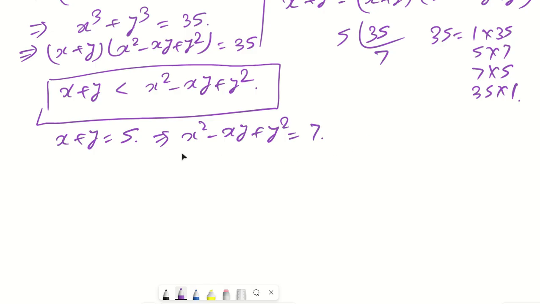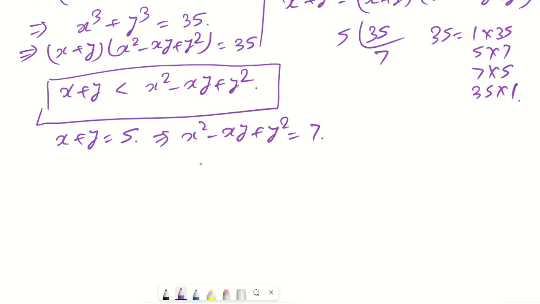One more thing you have to understand, this is very easily possible because 35 is expressible in terms of A into B, like two terms, okay? So that's the reason we are able to find out very easily. Otherwise it would have been a little difficult, okay?